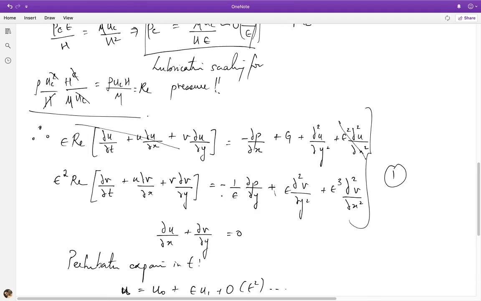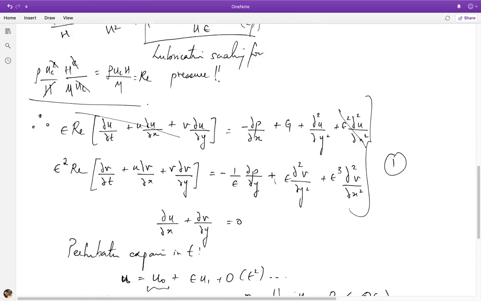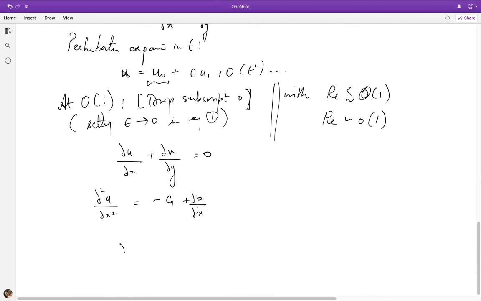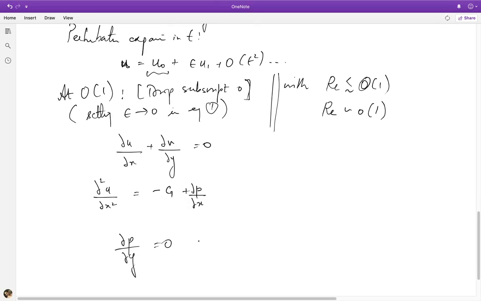Let us now look at finally the v momentum equation. Right, so that's this equation here. So you see, to take the limit, we can multiply by epsilon throughout, and then if we set epsilon to 0, all terms are lost, and all we have is dp by dy equals 0. So what this implies very nicely is that p is only a function of x and not a function of y.